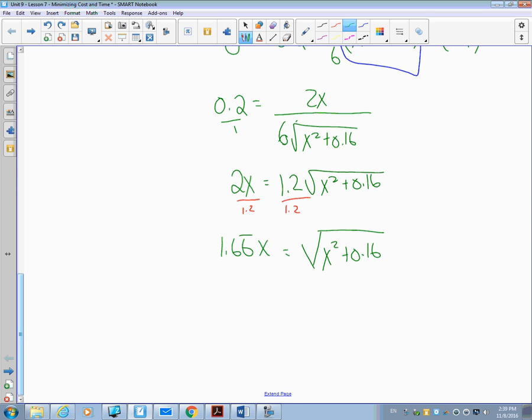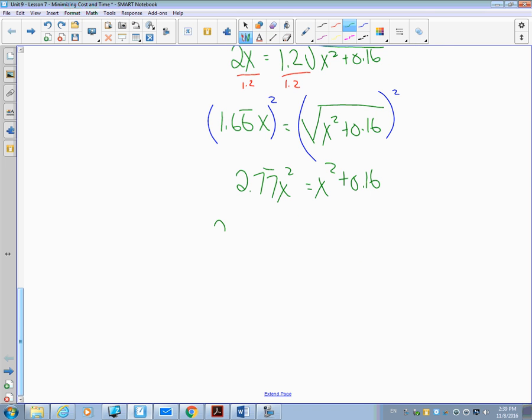I'm trying to solve for x, right? So I need to get rid of this root sign. To get rid of a root sign, I can square it. If I square one side, I have to square the other side. 1.66 squared comes out to about 2.77 repeating, with an x squared on it, and my root sign is gone from the right side. I can solve this. 2.77 repeating x squared minus x squared. Oops, that should be x squared there, sorry. Equals 0.16, or in other words, 1.77 repeating x squared equals 0.16.